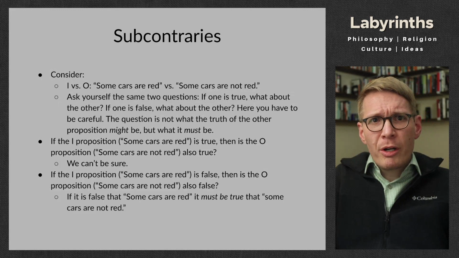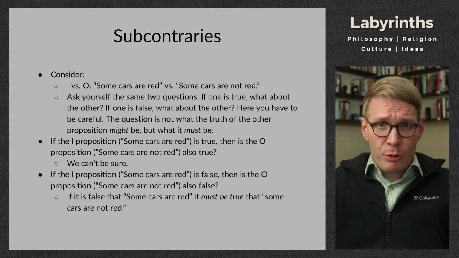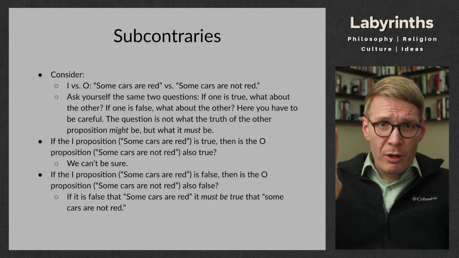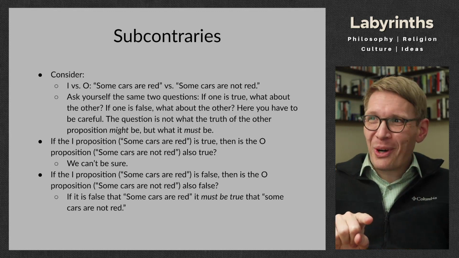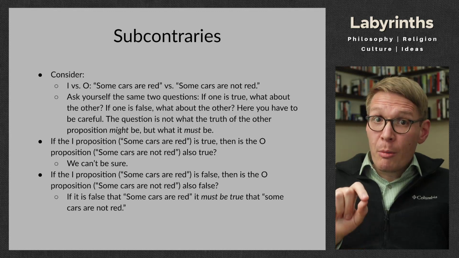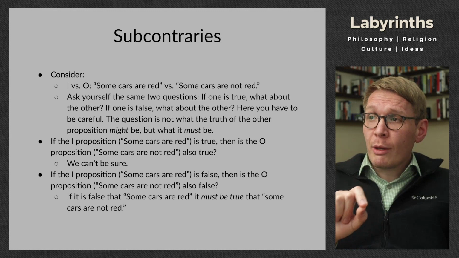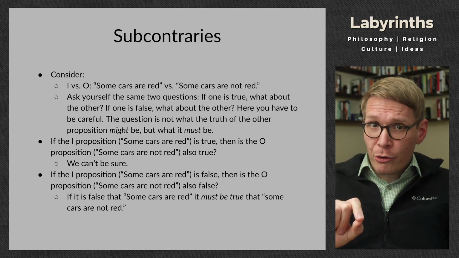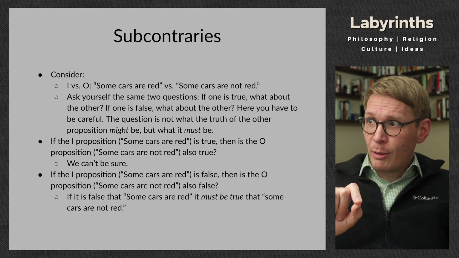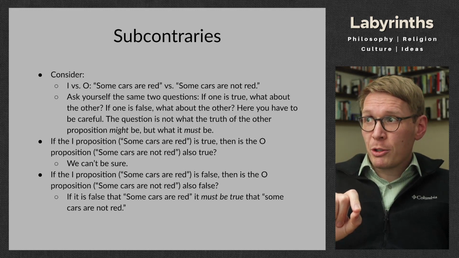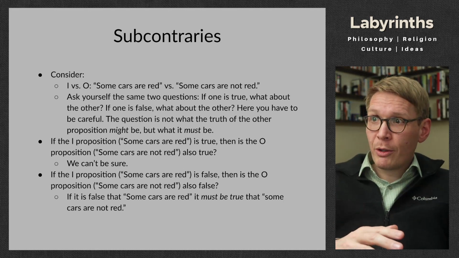All right, so we're on to our third operation here, subcontraries. Before we were along the top of the square, and now we're going to be along the bottom of the square. Right? So here you're dealing with particular propositions, I and O propositions. So you have some cars are red, some cars are not red. On the slide, ask yourself the same 2 questions. If one of these propositions is true, what about the other? If one of them is false, what about the other?